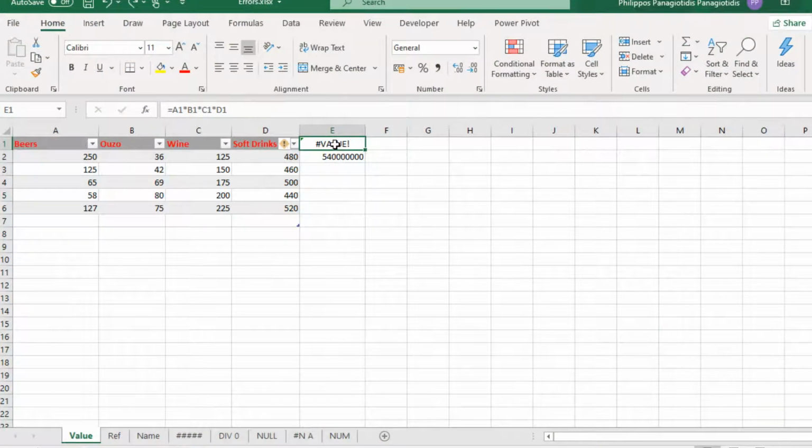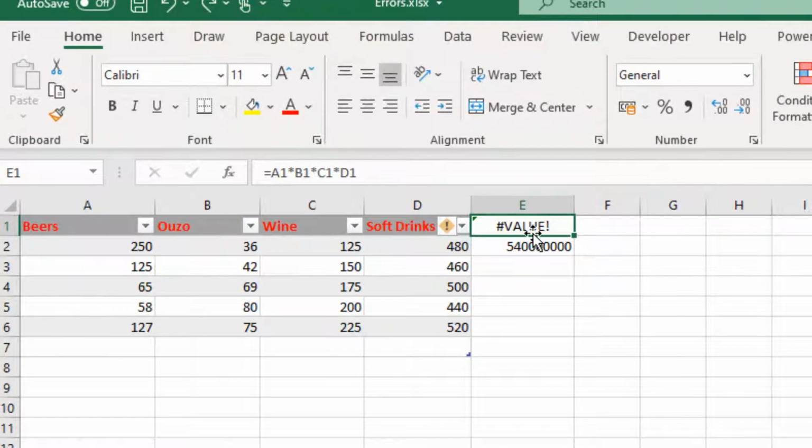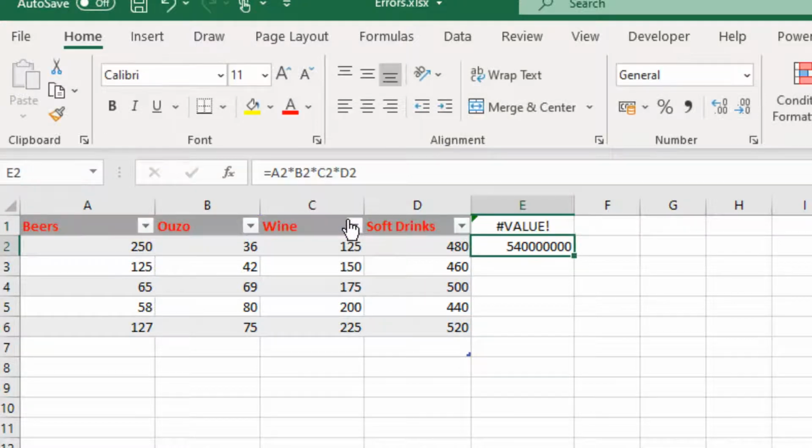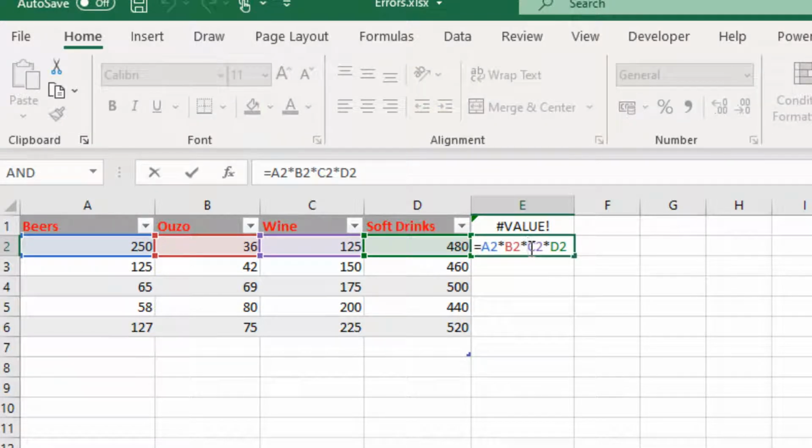The first error message is #VALUE. When does this happen and why does it happen? If I double click in the cell E1, which contains the error message, I will see that I'm trying to sum the cells A1, B1, C1, D1, which all contain text. Not possible to do. So, what do we do? We select the appropriate cells in order for us to have a result for our formula.